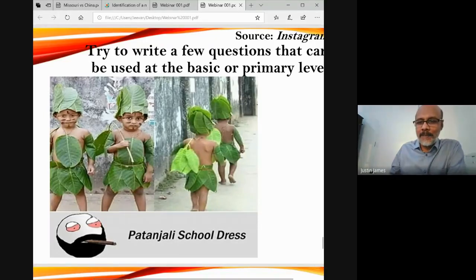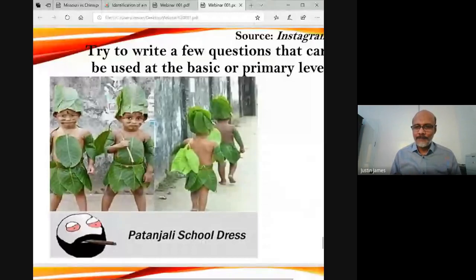Now leave the children. See the picture as a whole. What is the message? So in India, Patanjali products came to the market saying that they are natural products with a call to go back to the natural way of living.